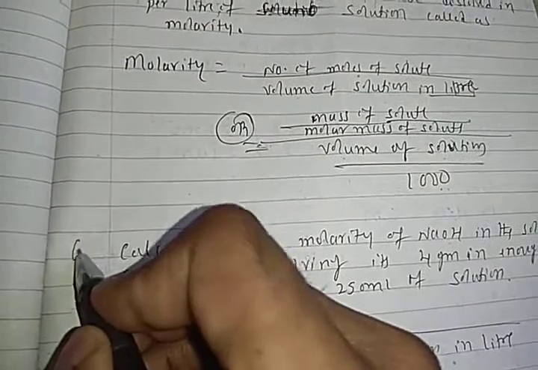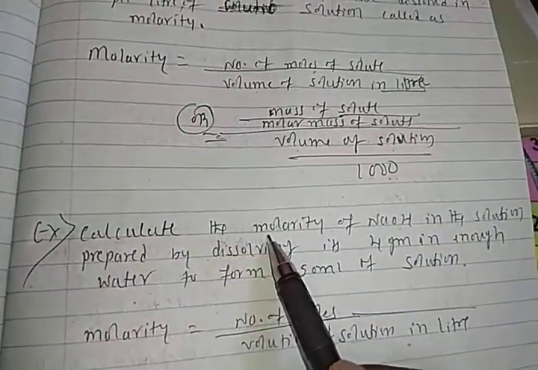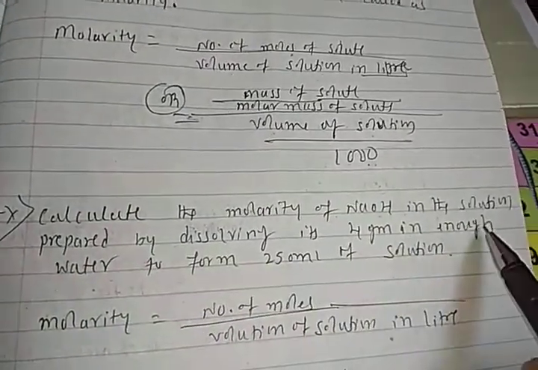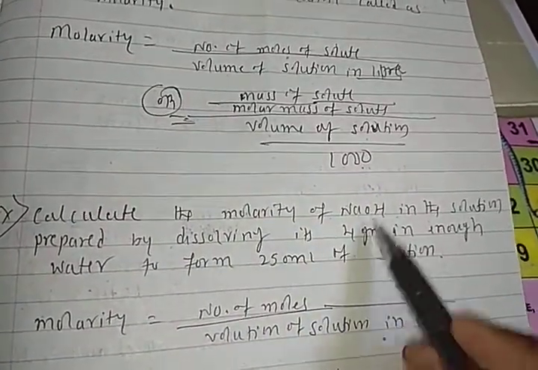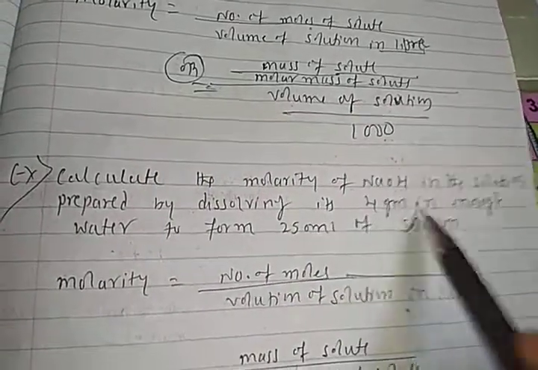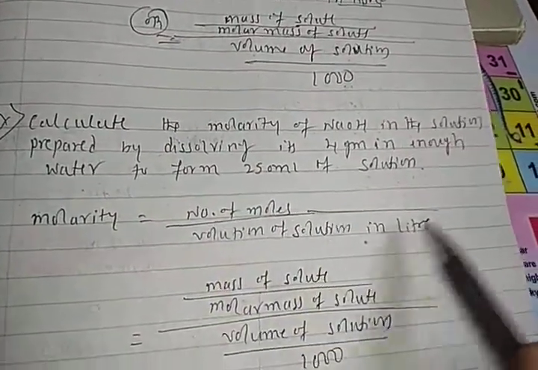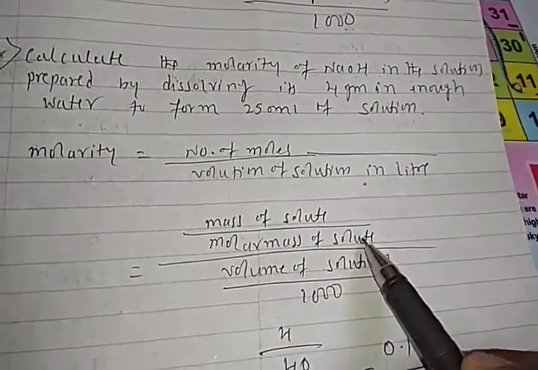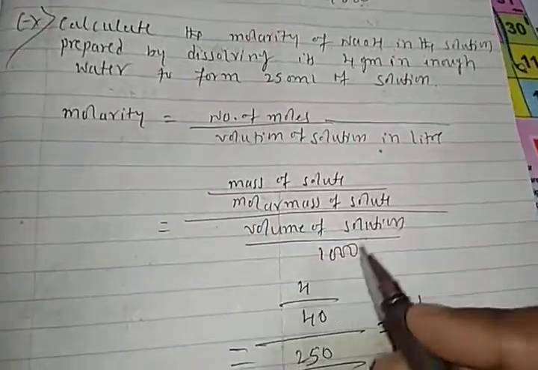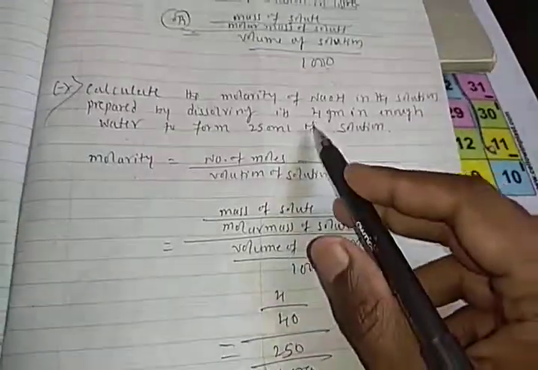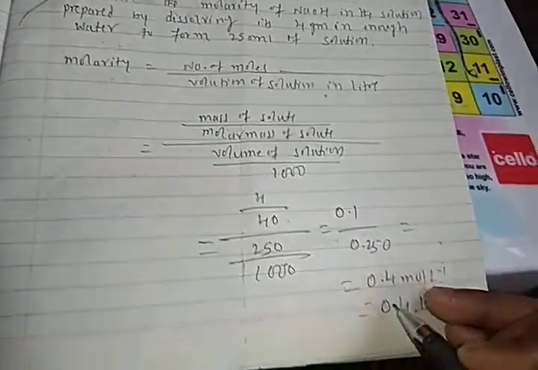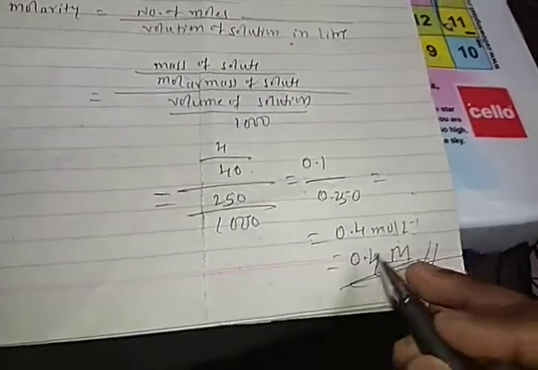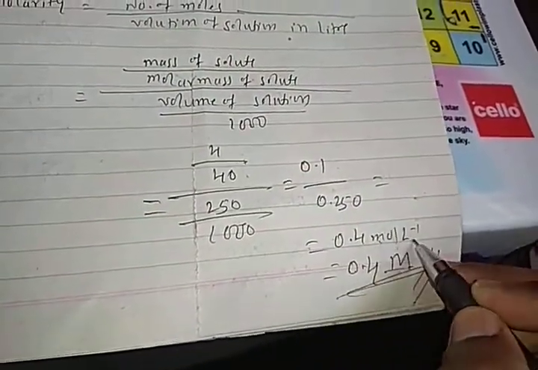So one example, students. Calculate the molarity of NaOH in the solution prepared by dissolving 4 gram of NaOH in enough water to make 250 ml of solution. So what are the moles? Molarity is the number of moles divided by volume of solution in liter. Moles means mass of solute by molar mass of solute. This is the molarity formula, students. Mass is 4 gram, molar mass is 40 gram, and 250 ml out of 1000, we got 0.04 molarity. The molarity symbol is capital M, or you may write moles per liter. Right students?